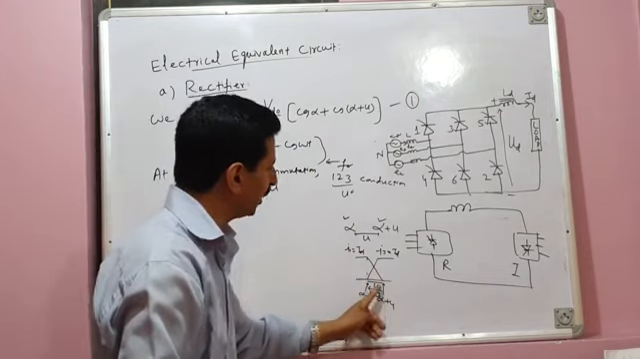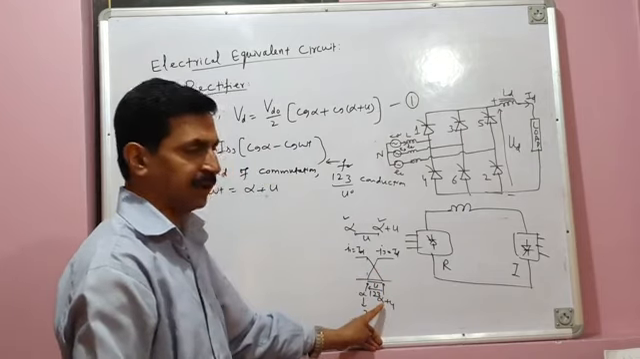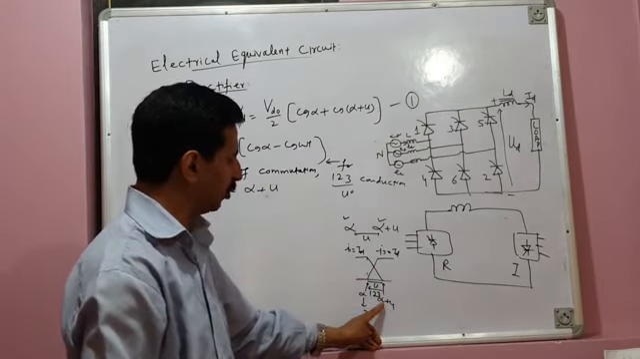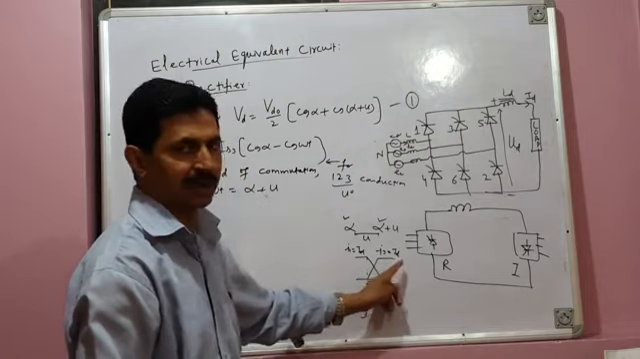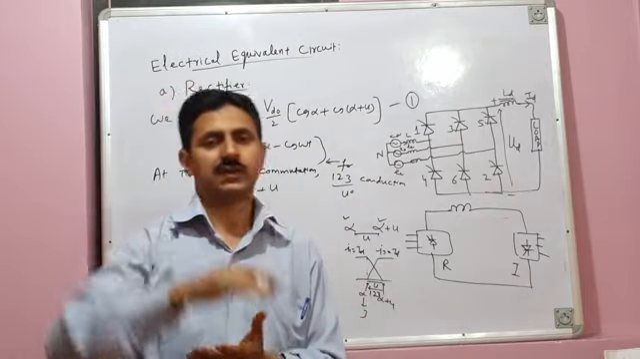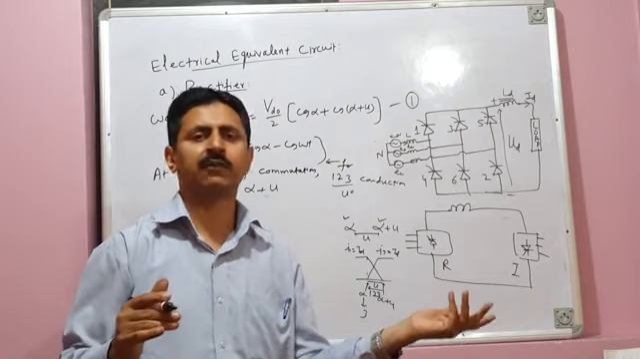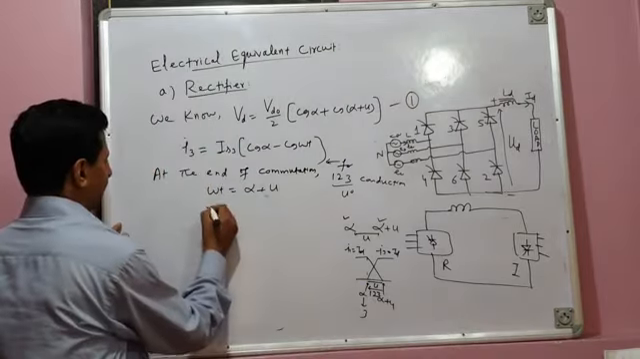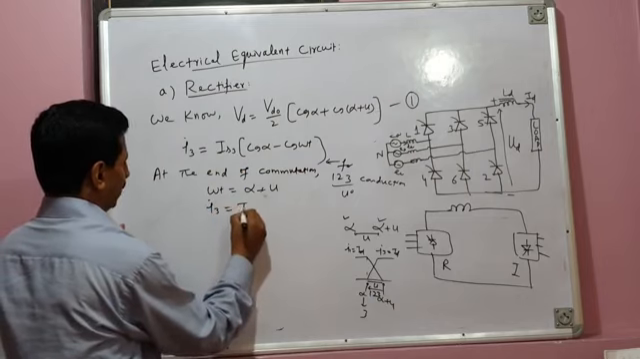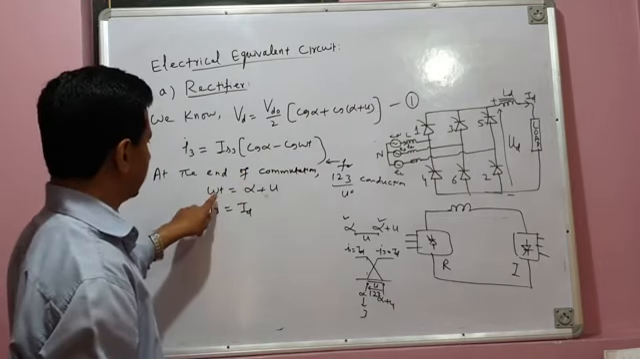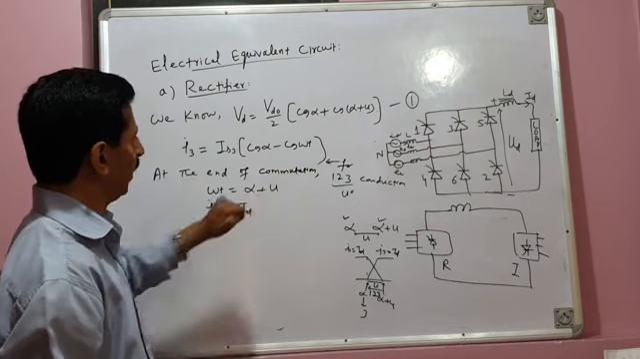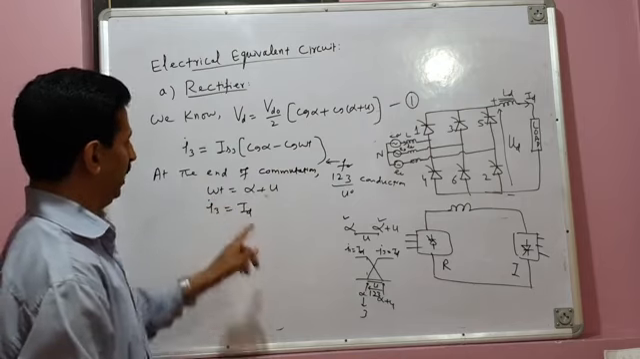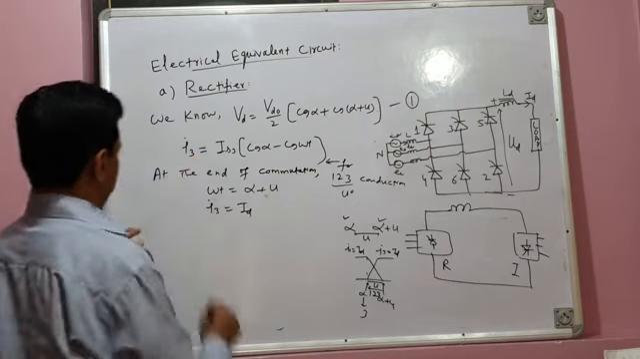And at the end of commutation overlap, that is at omega t equal to alpha plus u, what is your I3 valve current? It is equal to load current, because valve 1 is now completely off. It has transferred all the current to valve 3. So I can write I3 is equal to ID. So that means at the end of commutation, that is at omega t equal to alpha plus u, I3 is equal to ID. So I can substitute that in this equation.